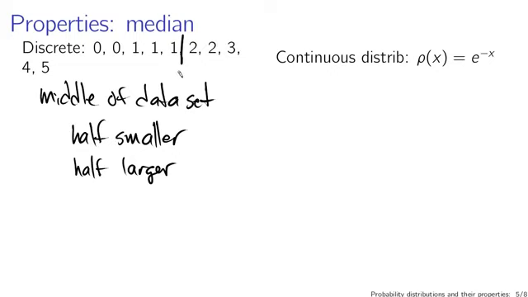Typically what statisticians do when they define the median here, when there's no exact number that is the median, is to just put it halfway between the numbers. So in this case, the median would be 1.5.